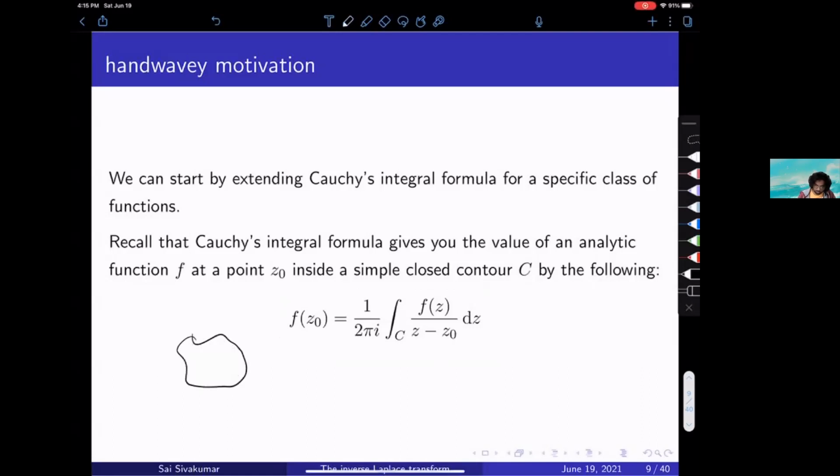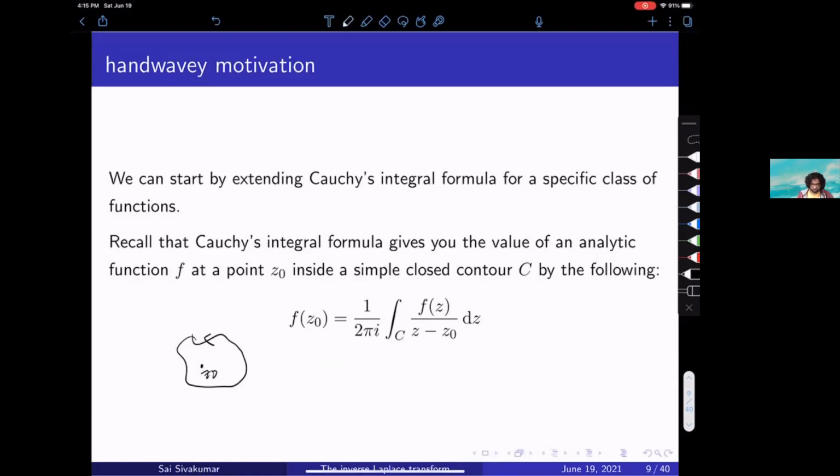Then if you wanted to compute the value of f at a point z0 inside this region, you could integrate f of z over z minus the point over the boundary of this region, and then divide through by 2 pi i, and you'd get what you want. That's cool because you could also continue taking derivatives, so now you have a way to get all the derivatives just from doing a bunch of integrals. That's pretty cool.